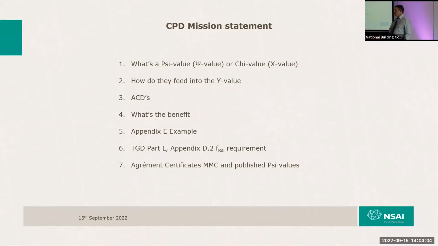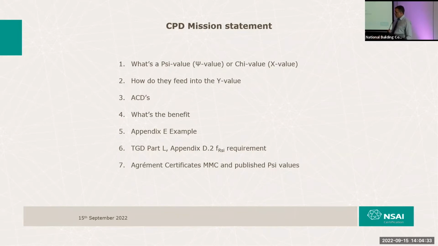This is a brief overview of what I hope to cover. Again, there's going to be a lot of repetition in this presentation from our previous speakers, but it's just to try to best explain thermal modelling, get you familiar with Psi values, what they are, and how they differ from the Y value, which is the single integer that is entered into DEAP to account for all of these effects.